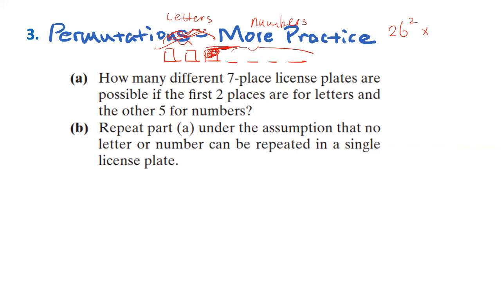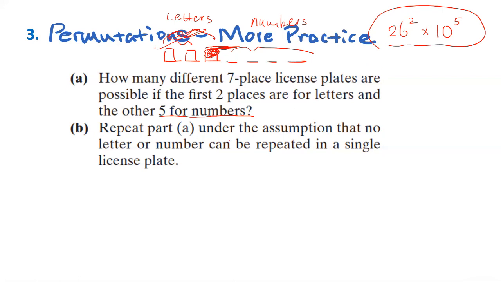The second step is to arrange the numbers. So how many numbers do we need? We need 5 numbers, right? And for each place in the numbers, we have 10 choices. So times 10 raised to the 5th power. So this is the total number of arrangements we can have on this plate.